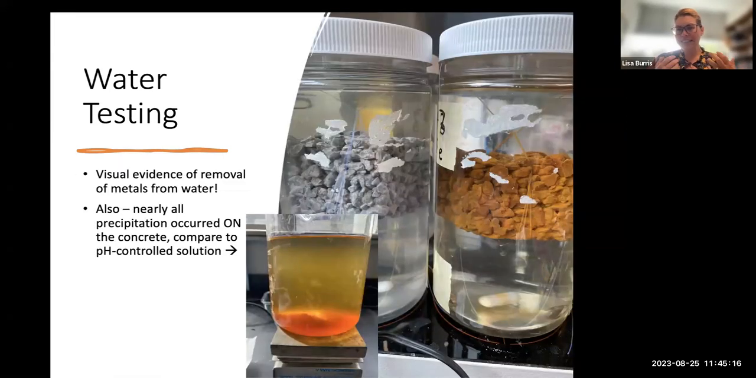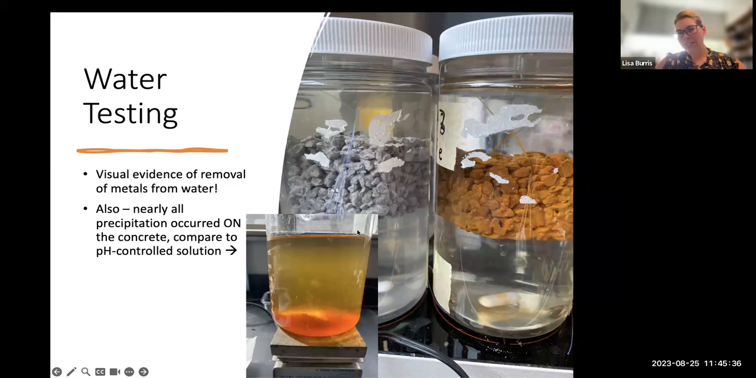So our first exciting find was the visual evidence of removal of metals from the water. So you can see two cubes here. The one on the left was ponded in the alumina solution. The one on the right was ponded in the iron solution. And the water in both of these cases looks now very clear. It didn't start out that way.